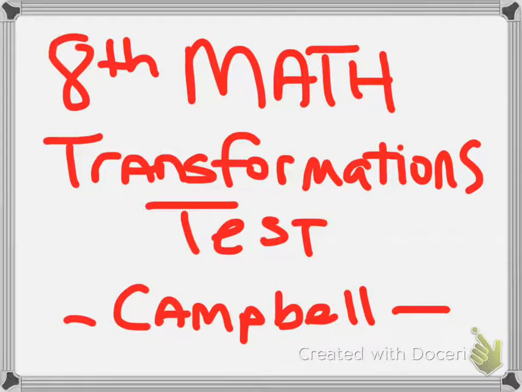Number 4, the coordinate grid shows parallelogram PQRS, and it's shown. So if this parallelogram PQRS is rotated 90 degrees clockwise about the origin to create the parallelogram P'Q'R'S', which rule describes this transformation? So is it going to be F, G, H, or J?